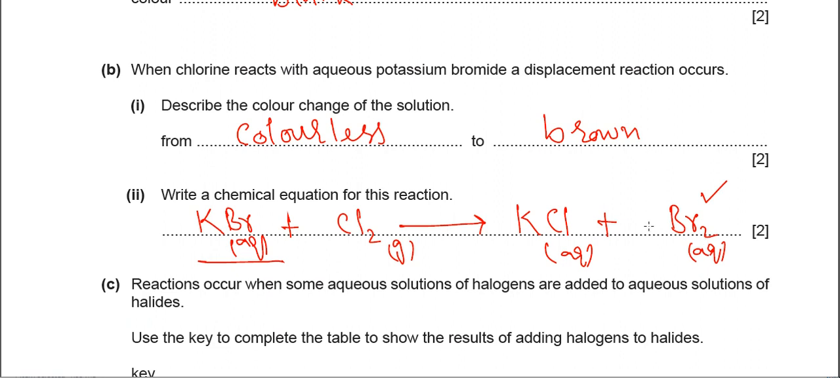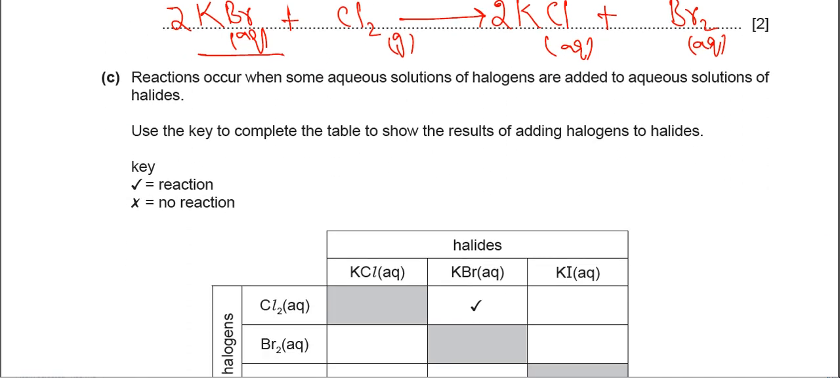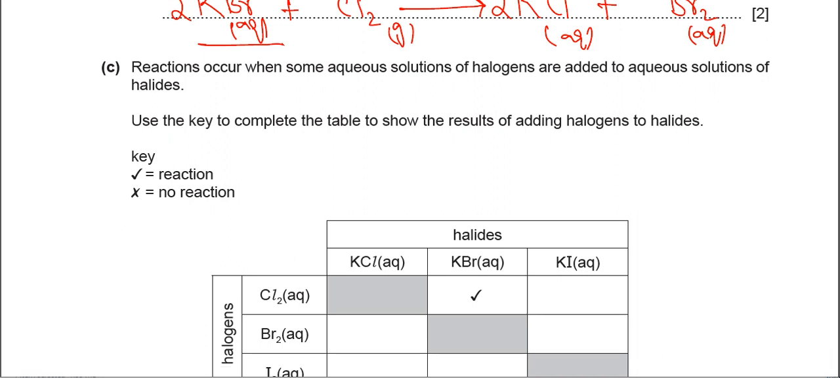Understood? Now you have to balance it. For this purpose, just place 2 over here and 2 with potassium chloride, so the equation is perfectly balanced. Next he says reaction occurs when some aqueous solutions of halogens are added to aqueous solution of halides. Use the key to complete the table. The key is if the reaction is taking place, we have to place a tick, and if the reaction is not taking place, we have to place a cross. Keep that in mind.